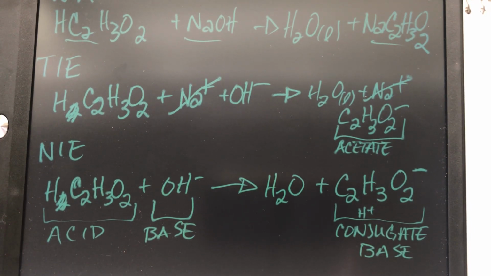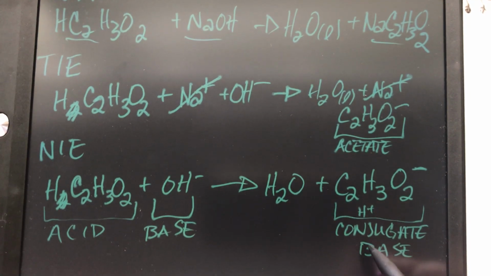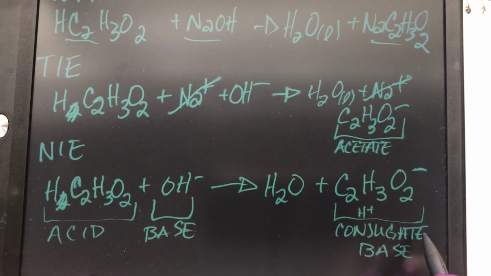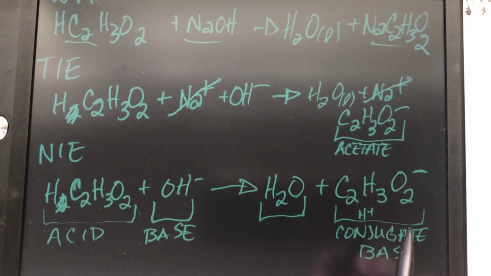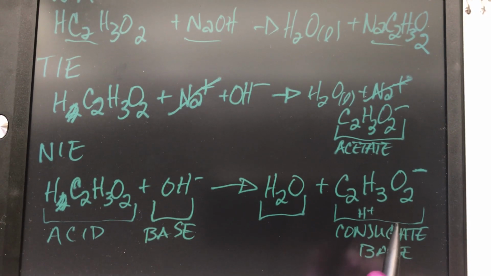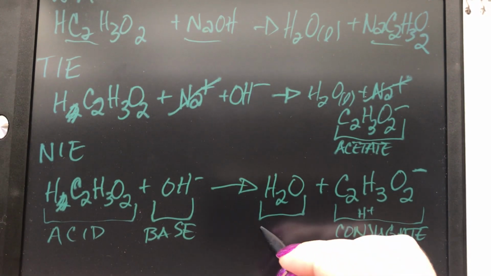So here, if we know that this is the conjugate base, right, then what must this guy be? They always come in pairs. I don't think both of the products are called conjugates, just one of them. Conjugate acid. Yeah.